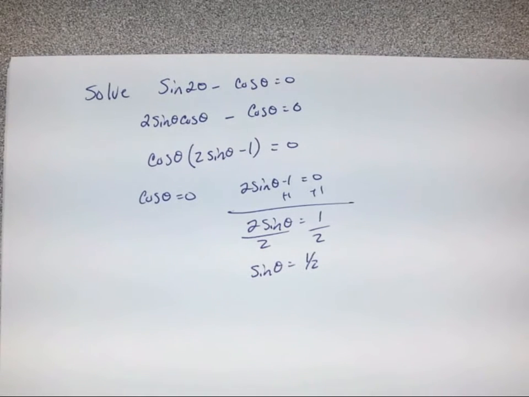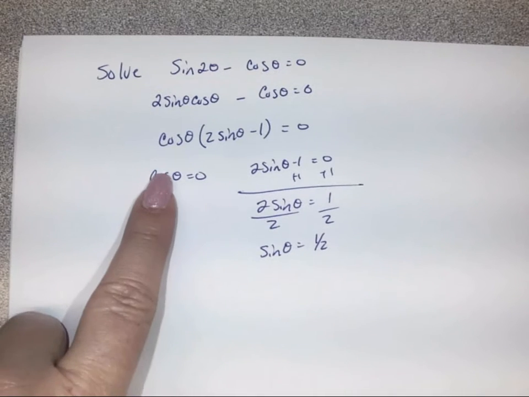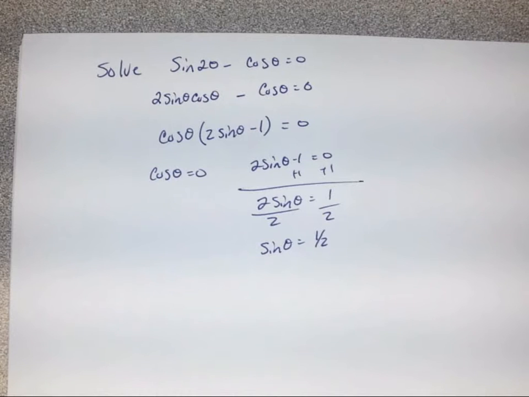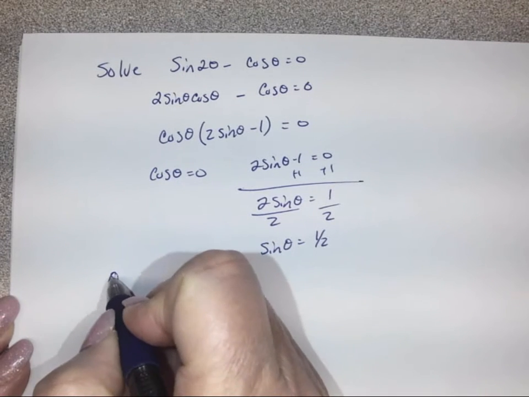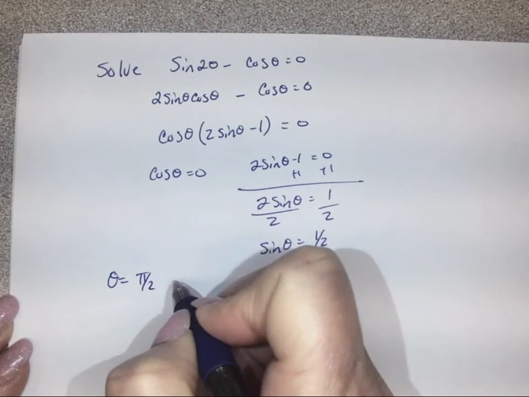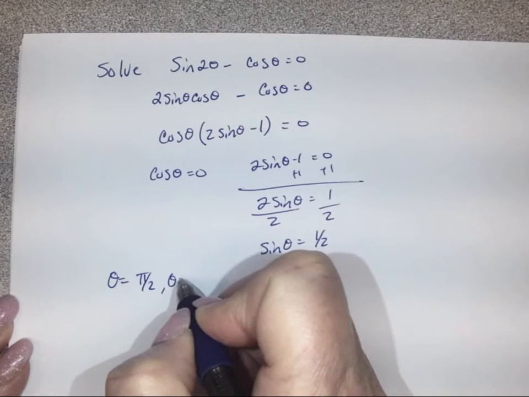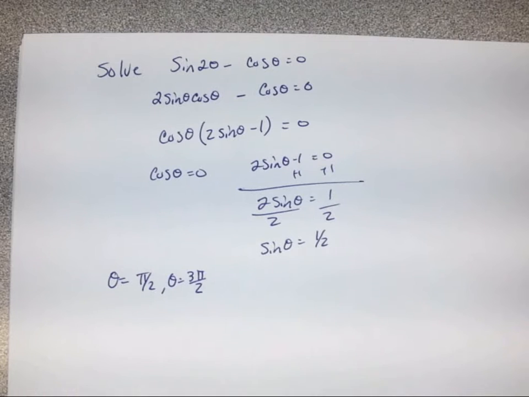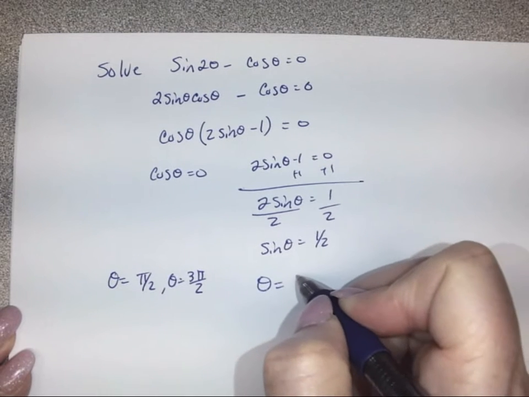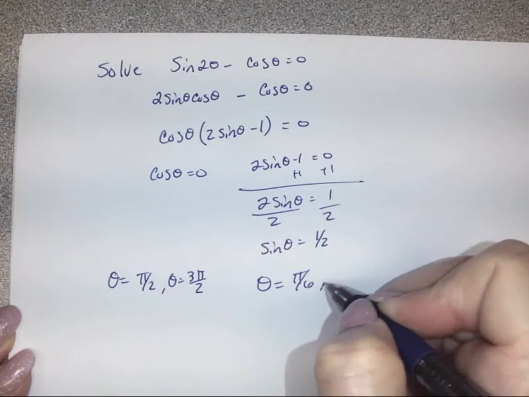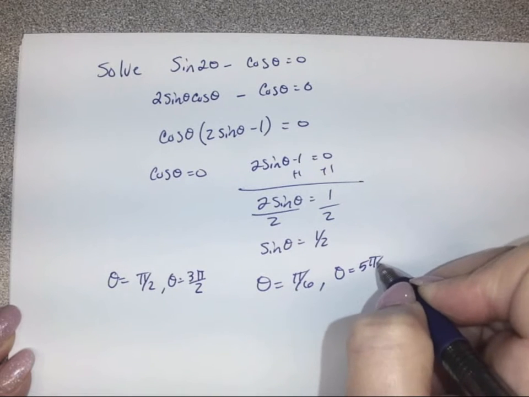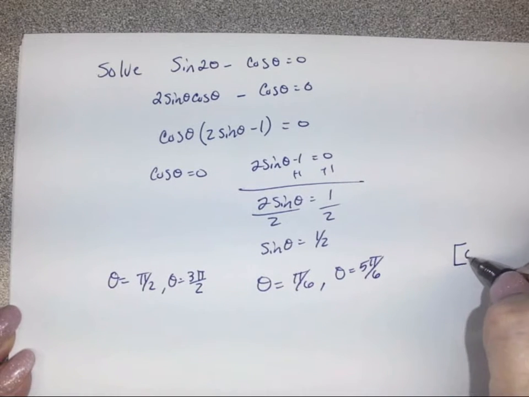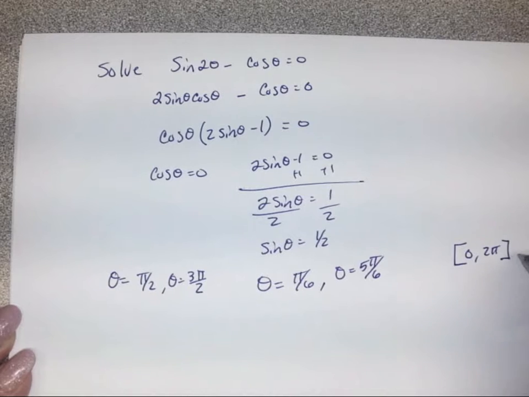So now we're looking at where all of our angles are. So for cosine theta equal to 0, we're going to have theta is equal to pi over 2, and theta is equal to 3 pi over 2. For sine theta equals 1/2, we get theta is equal to pi over 6, and theta is equal to 5 pi over 6. And this is in the interval of 0 to 2 pi.